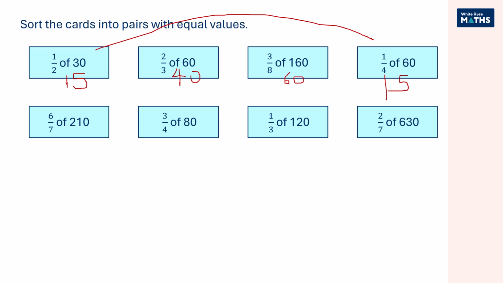210 divided by 7 is going to be 30, times 6 makes 180. Next one, 80 divided by 4 is going to be 20, times it by 3 is going to be 60. So these two are going to be the same.